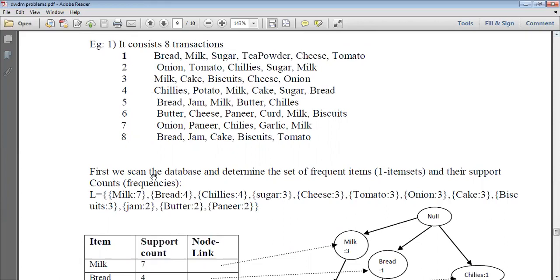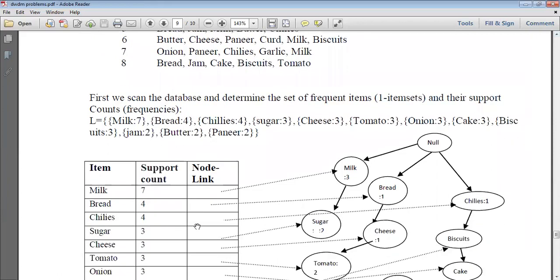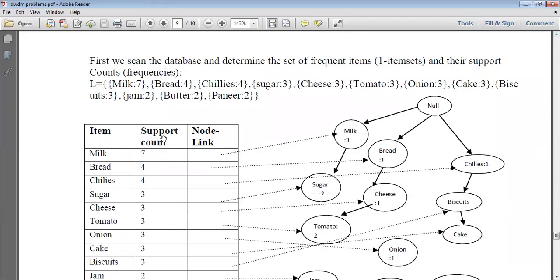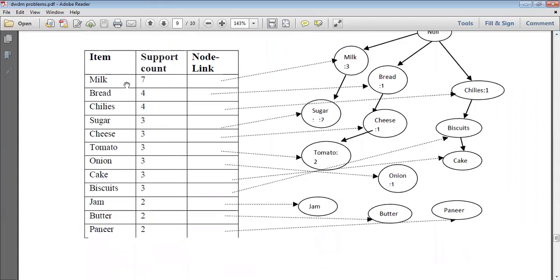So first, how many support counts are there? You have to write down those greater than 2. Those items only you have to consider. Milk: support count is 7, purchased 7 times. Bread 4, chilies. In descending order, you write all the items with their support counts.